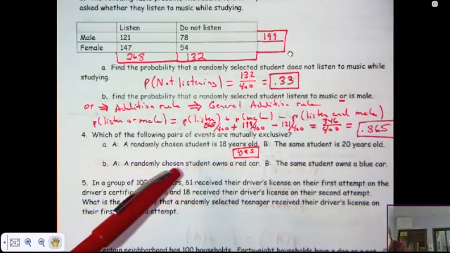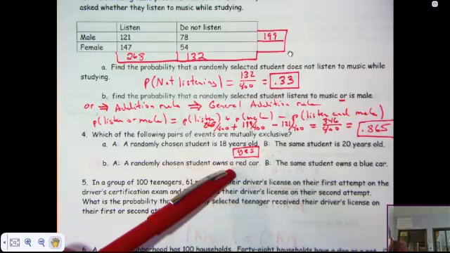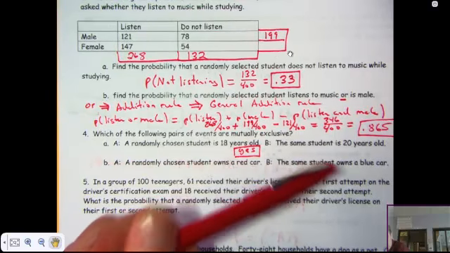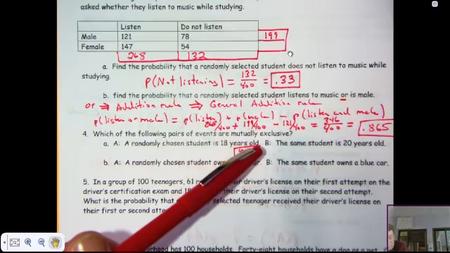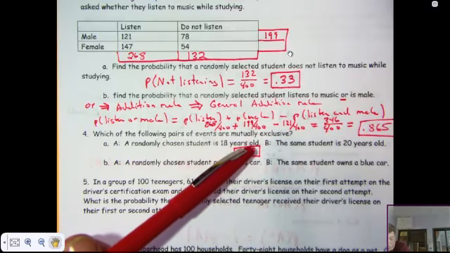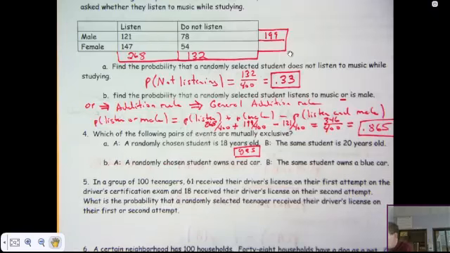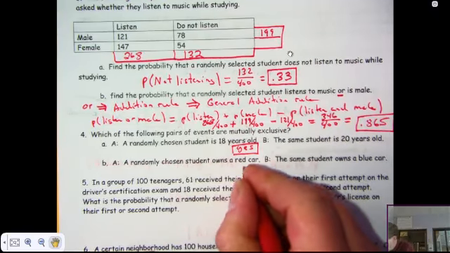On B, student owns a red car, student owns a blue car. That's possible, right? So you could own 2 cars. So this would be no, these are not mutually exclusive.